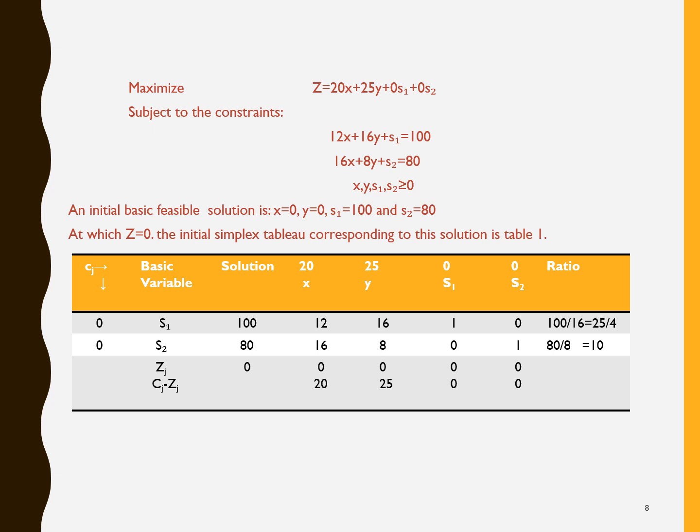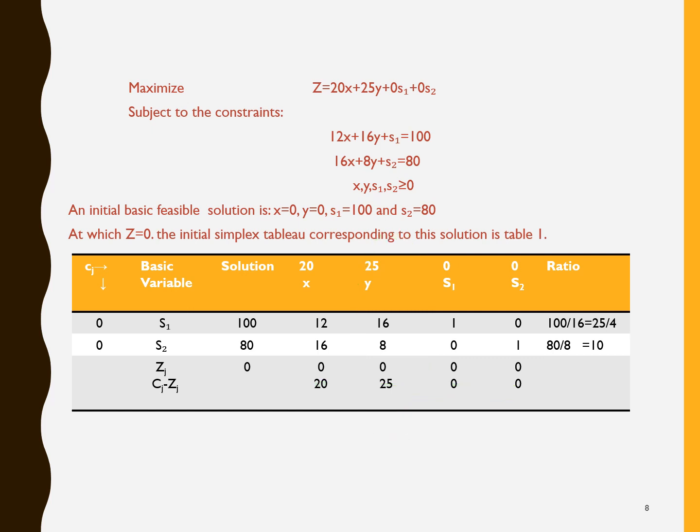Next step is to determine the key column. The key column can be easily found out by checking these four values, and out of these four values we are actually looking for the highest number. In our case that goes to 25. So since this 25 falls in the column Y, this Y is nothing but the key column.